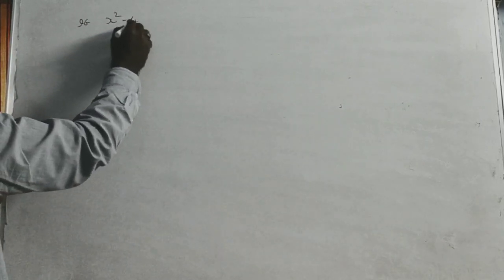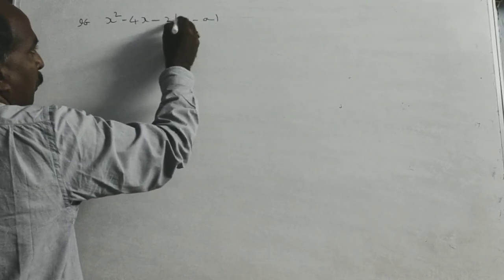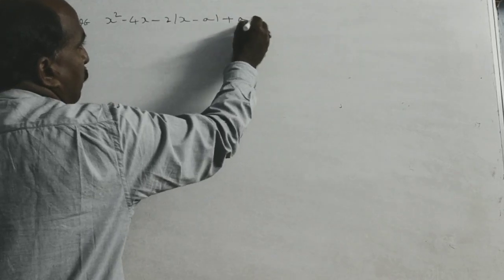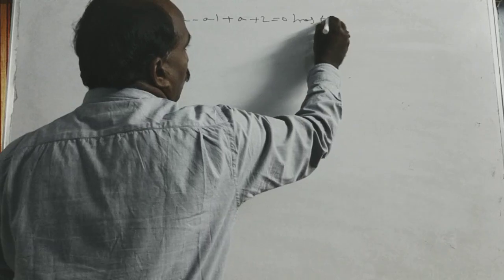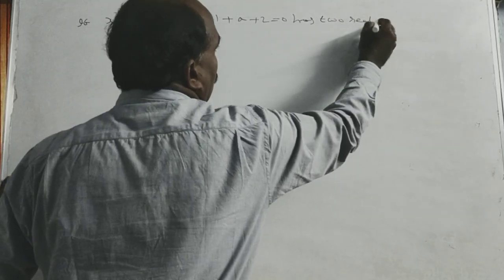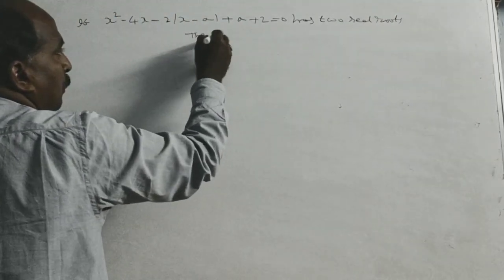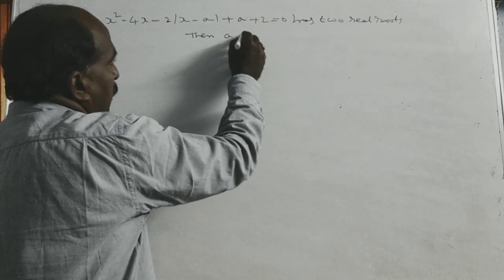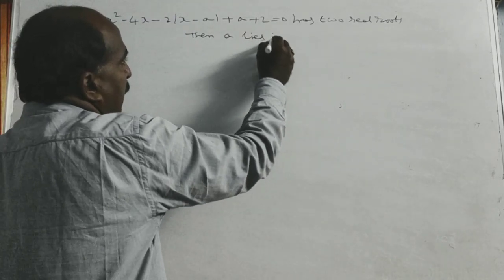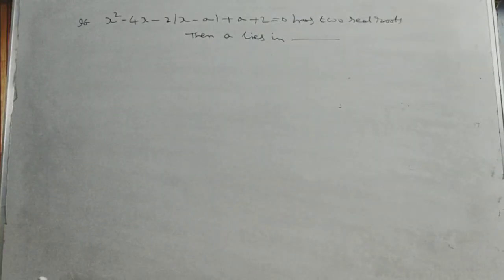If x² − 4x − 2|x − a| + 2 = 0 has two real roots, then a lies in the interval. A lies in which interval?